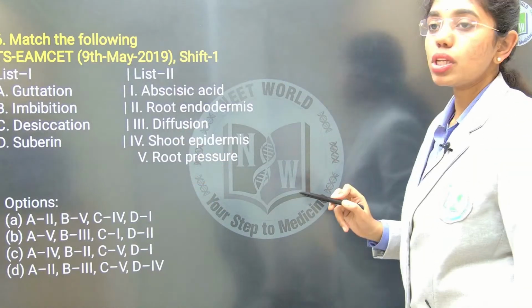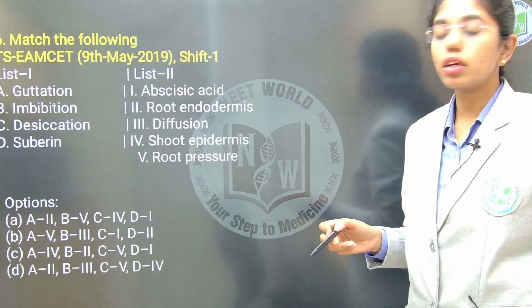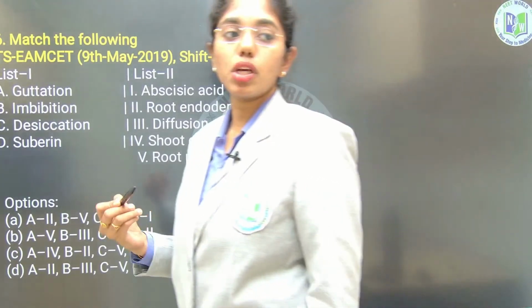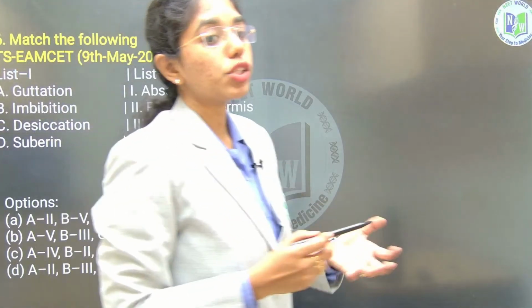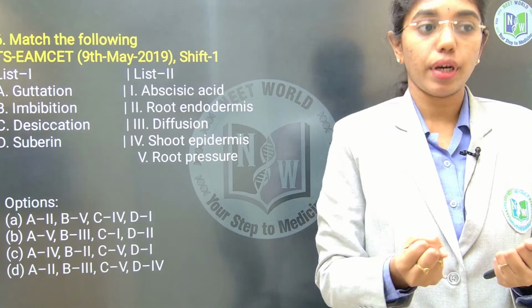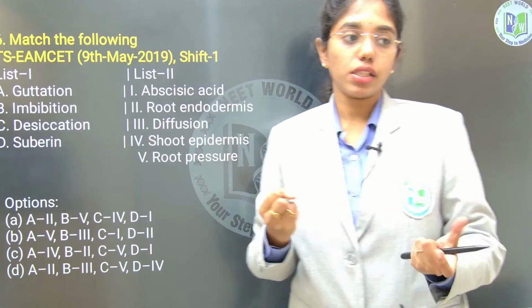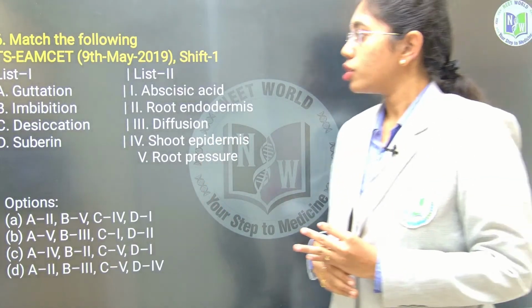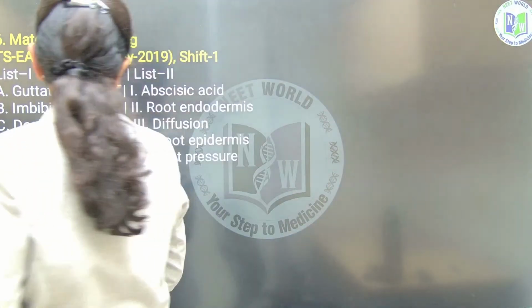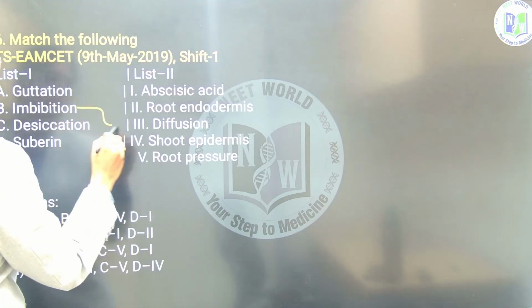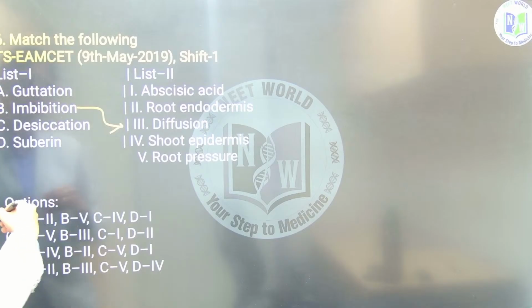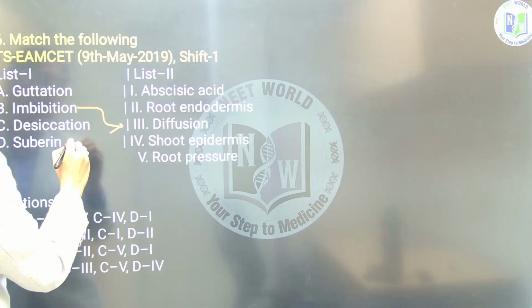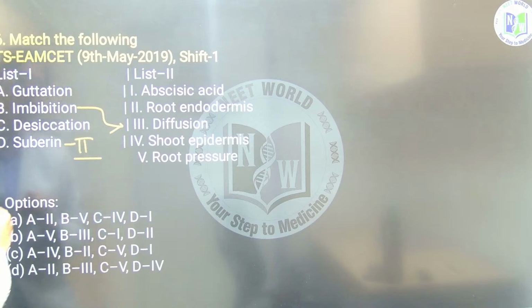Imbibition. Imbibition is the diffusion of water molecules by solids. Usually we will observe the increase in size of wood during winter season, and seed germination where water is being absorbed by the dry seed for the process of seed germination. So here, what is imbibition? Imbibition is usually a diffusion process by what? Solids. Next, guttation. Guttation will increase what? Root pressure. Next, suberin. Suberin is the deposition that you can see in the root endodermis.